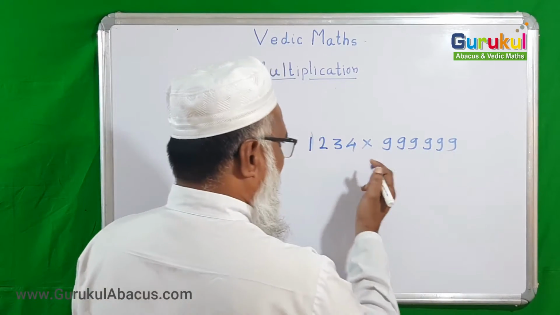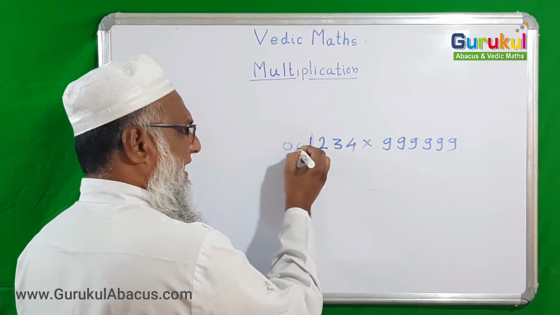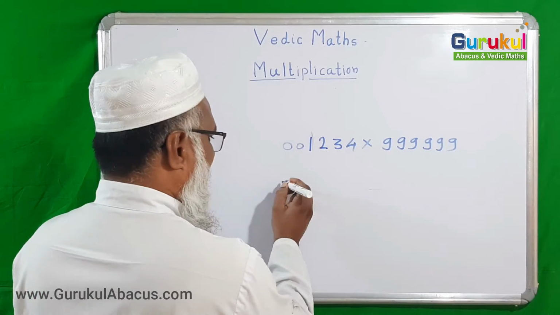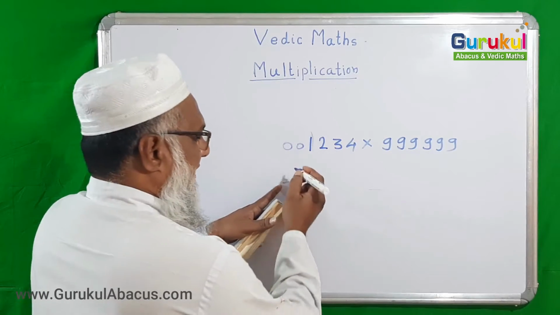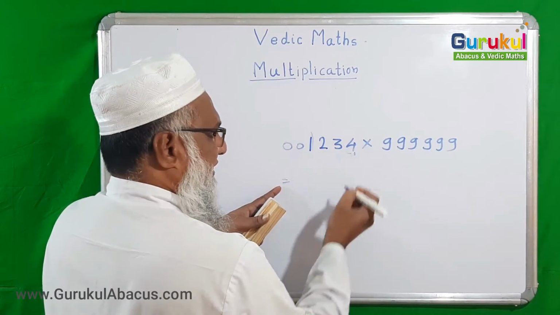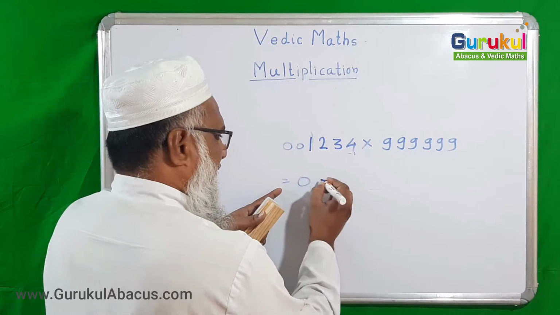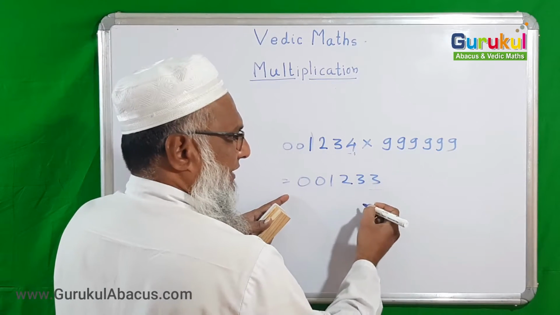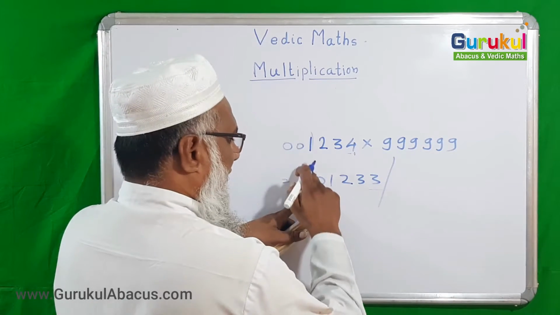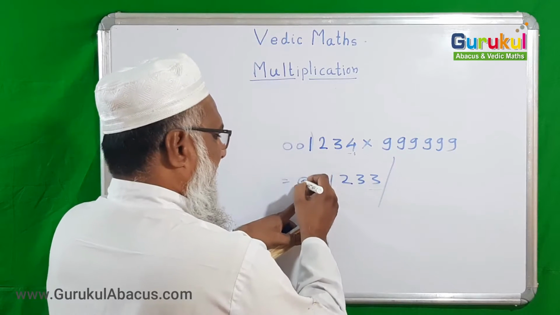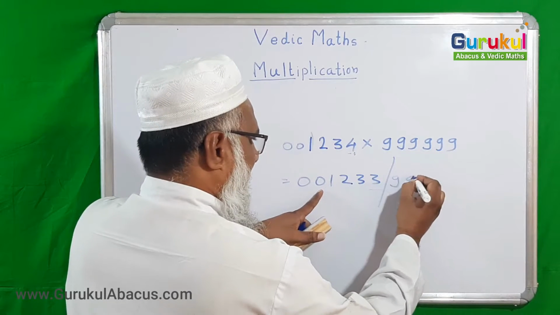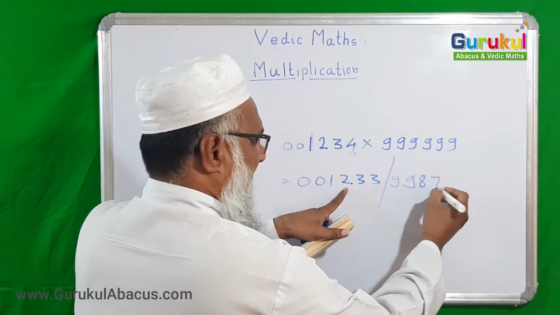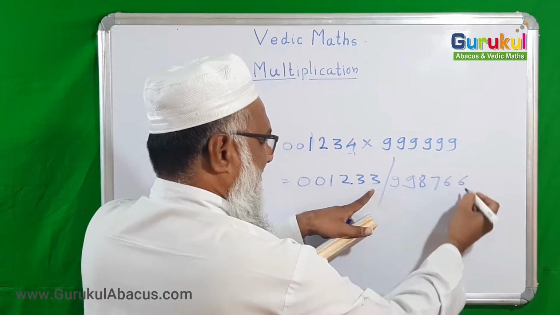Okay, no problem. Let's make it 6-digit by adding 2 zeros. So now it is also 6-digit for our understanding, and now we are going to multiply it. First, we write the number just by subtracting 1: it is 0, 0, 1, 2, 3, 3. And for the further part, we subtract all the digits from 9. 9 minus 0, 9. 9 minus 0, 9. 9 minus 1, 8. 9 minus 2, 7. 9 minus 3, 6. 9 minus 3, 6. This is my answer.